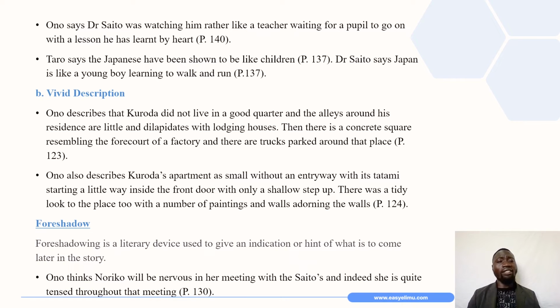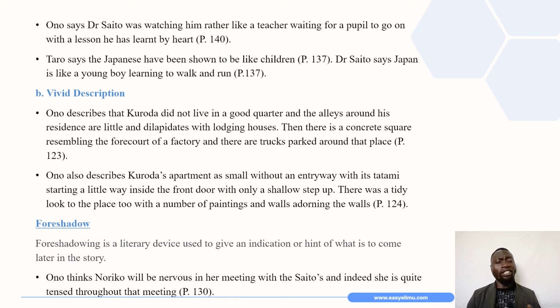So Ono says that Dr. Saito was watching him rather like a teacher waiting for a pupil to go on with a lesson he has learned by heart. So another example is that Taro says the Japanese have been shown to be like children. And again, Dr. Saito says Japan is like a young boy learning to walk and run.